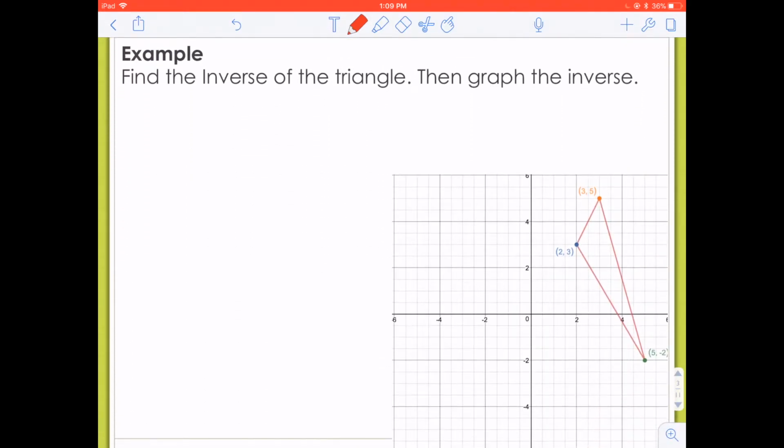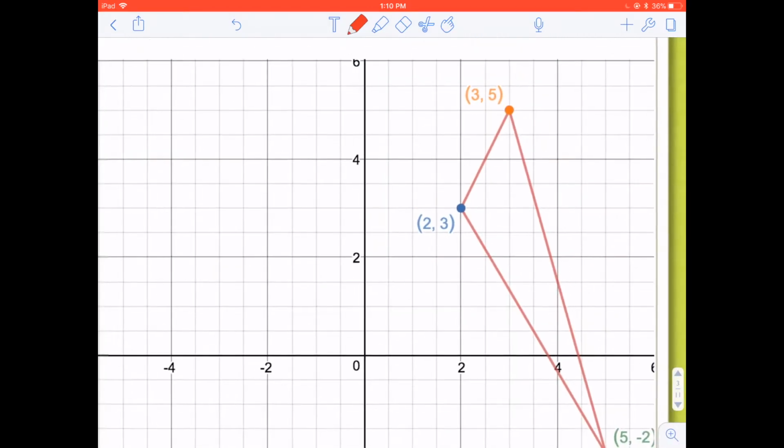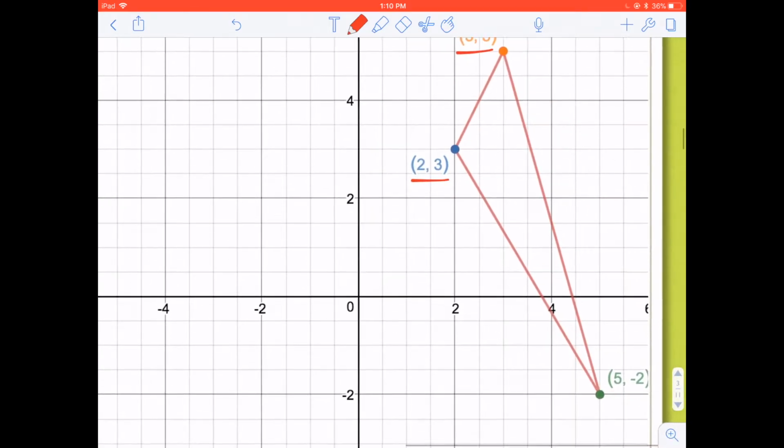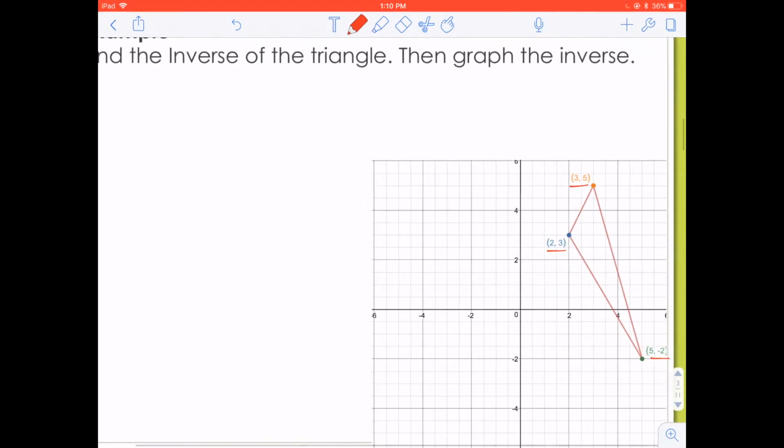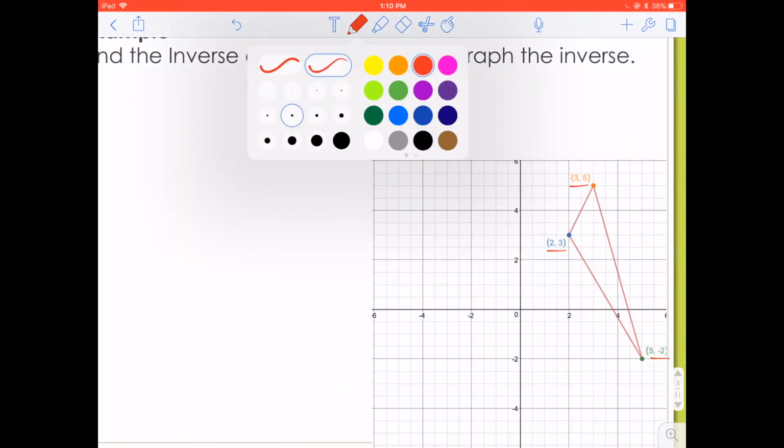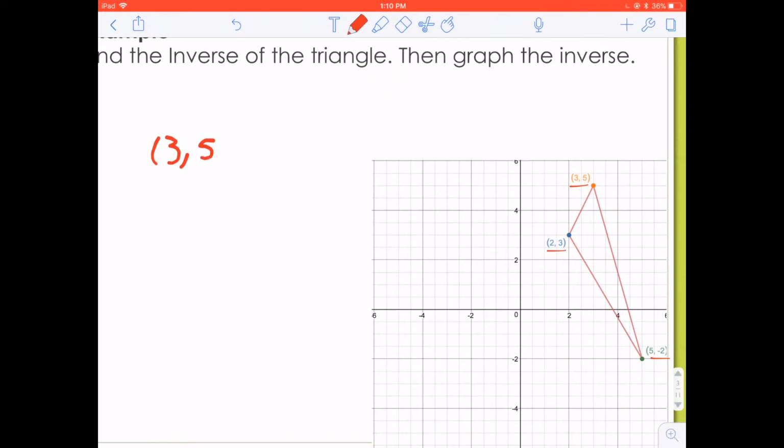So here's an example. You're given a triangle and you're told to find the inverse of the triangle, then graph the inverse. Well, the points of your triangle you can see here are (2, 3), (3, 5), and (5, -2). So I'll write those here. We have (3, 5). We have (2, 3). And we have (5, -2).